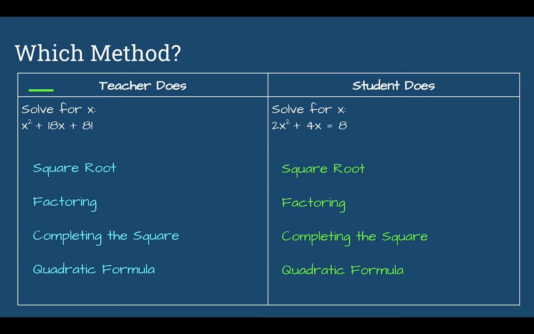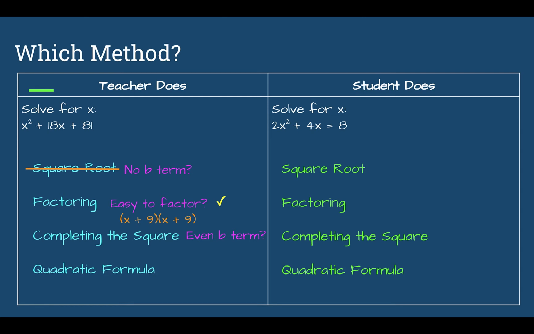I have the methods here in the order that I'm going to check. So first, square root. Is there no b term? We have that 18x. There's a b term. I'm not going to use the square root. What about factoring? Is this easy to factor? Yeah. We would get x plus 9 and x plus 9. We could use factoring.